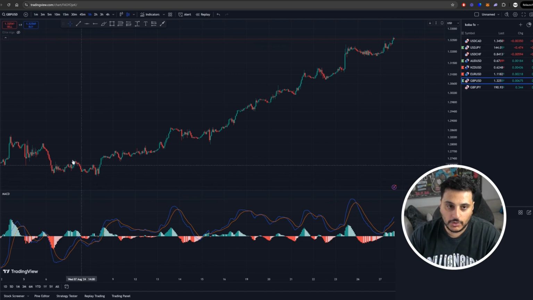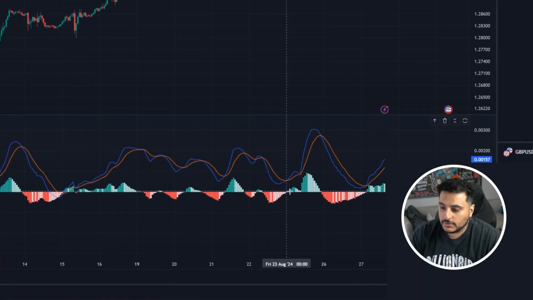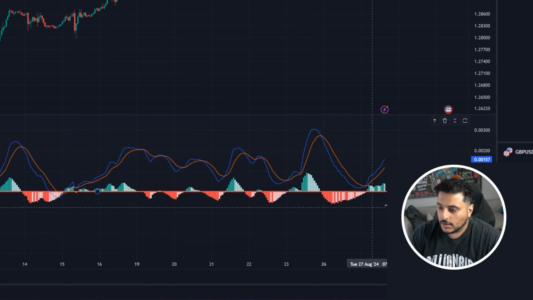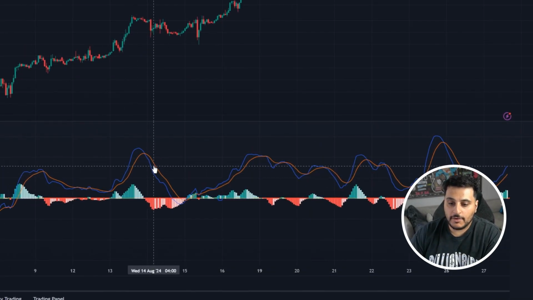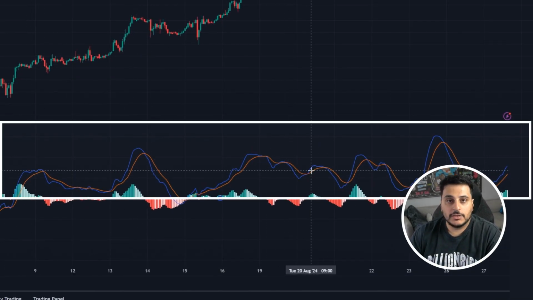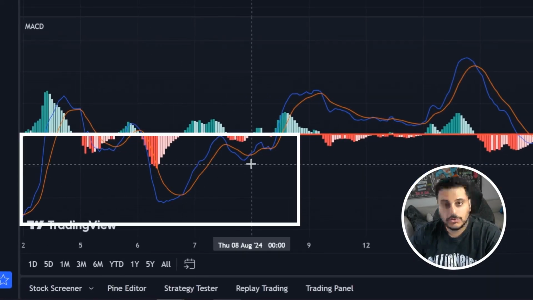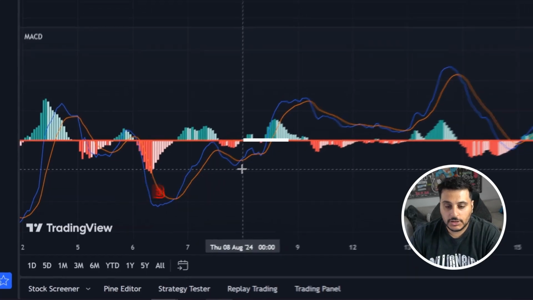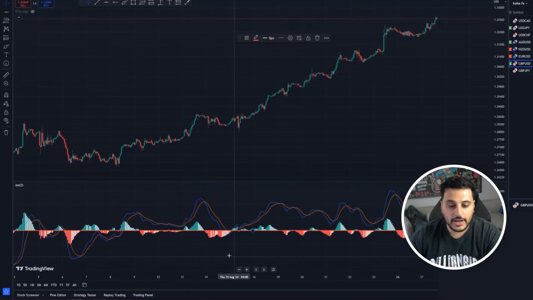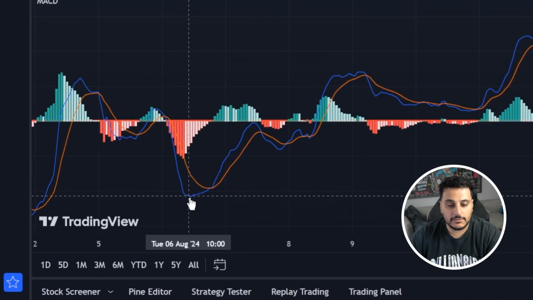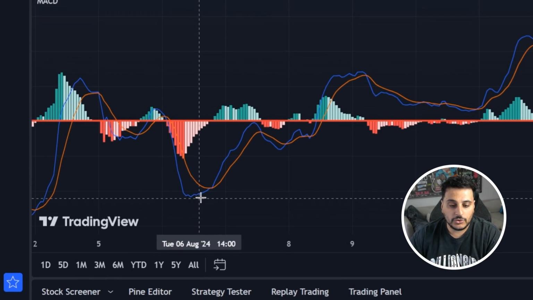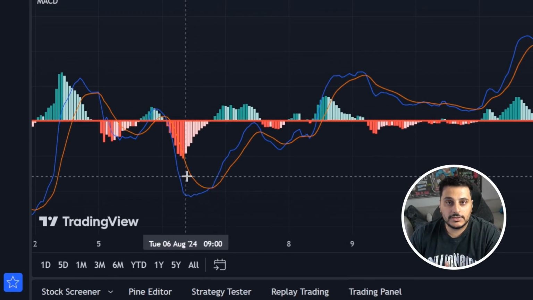So over here, we have the 0 line on the MACD, which is right over here. If the moving averages are above the 0 line, the price is considered bullish. And if the moving averages are below the 0 line, the price is considered bearish. Now, the way you want to enter with this strategy is very simple. You just want the fast moving average to cross over or under the slow moving average.